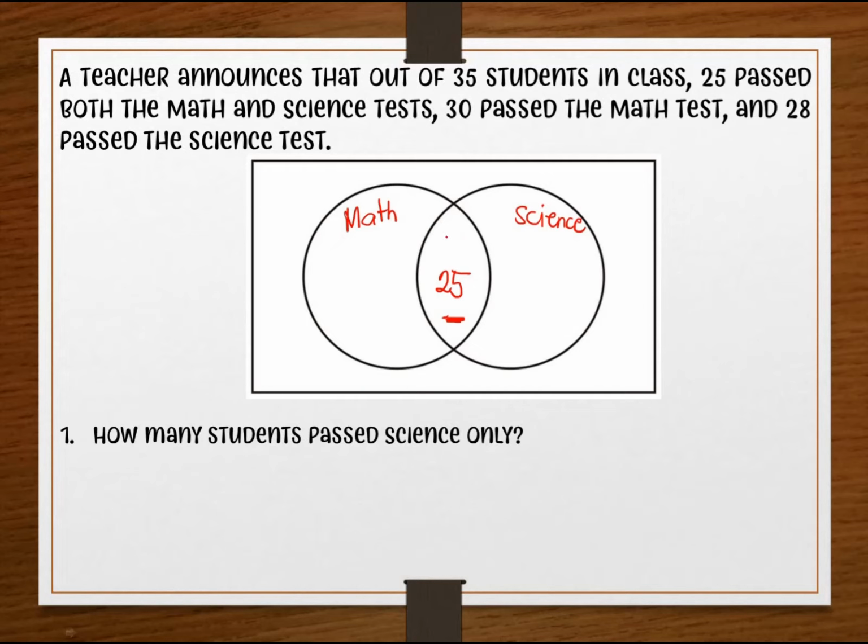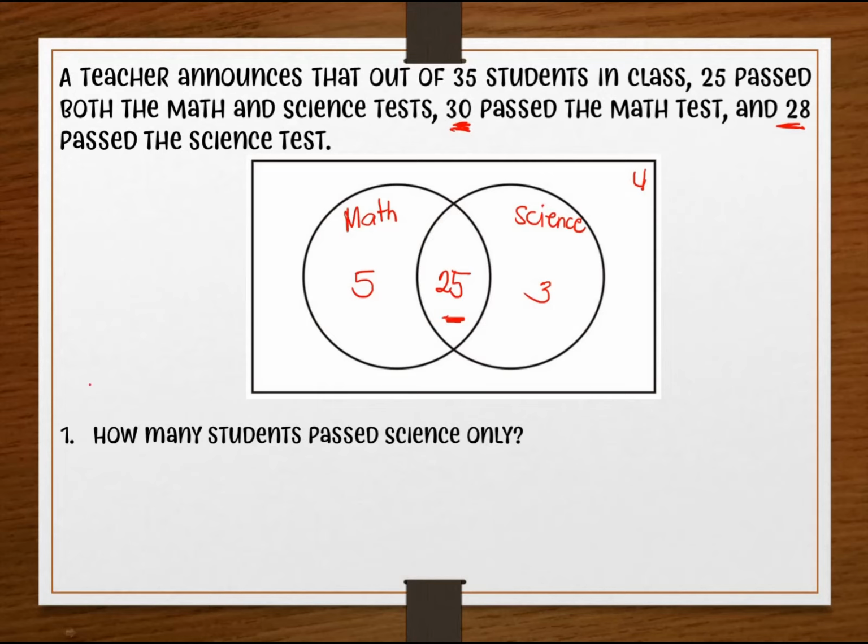Next we have math, so 30 students passed the math test. Out of 30, there are already 25 who passed math and science. By performing subtraction, 30 minus 25 gives you 5, so 5 is written on this region. Out of 28, there are already 25 students who passed math and science as well, so we have only 3 students left. Then, of course, don't forget the label universal set at the top of the rectangular region.